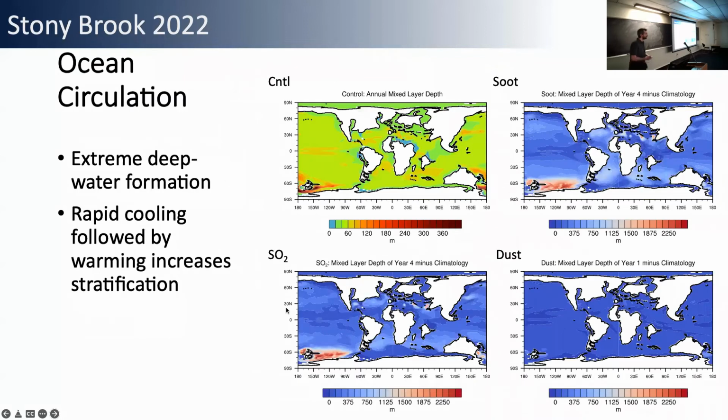All right. And so finally, I'm just throwing in a quick slide because we'll be talking about it more in part two of the presentation. Here I'm showing the changes in the ocean circulation as a result of these different emission scenarios. In the top left, I have the control simulation, looking at the mixing depth of the ocean as a proxy for where we're getting deep water formation. And hopefully what you can see here is that most of the deep water is occurring in the high southern latitudes of the Pacific.